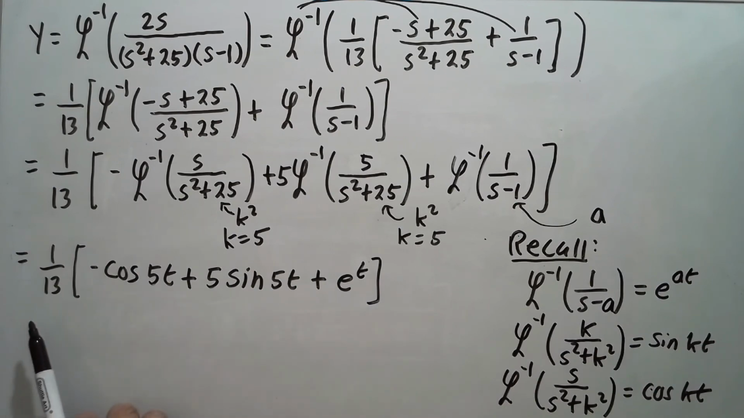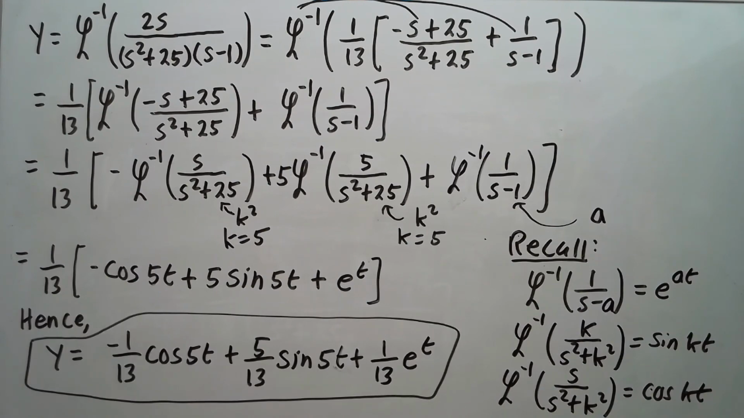So let's summarize here. Our y will be, multiplying the 1 over 13 in, negative 1 over 13 cosine of 5t plus 5 over 13 sine 5t plus 1 over 13 e to the t. So this should be the solution of the differential equation we're trying to solve, the initial value problem. If you want, you can check to make sure it is; I checked it, but I'm not going to check it here. So we're done, so let's leave it there in the video.